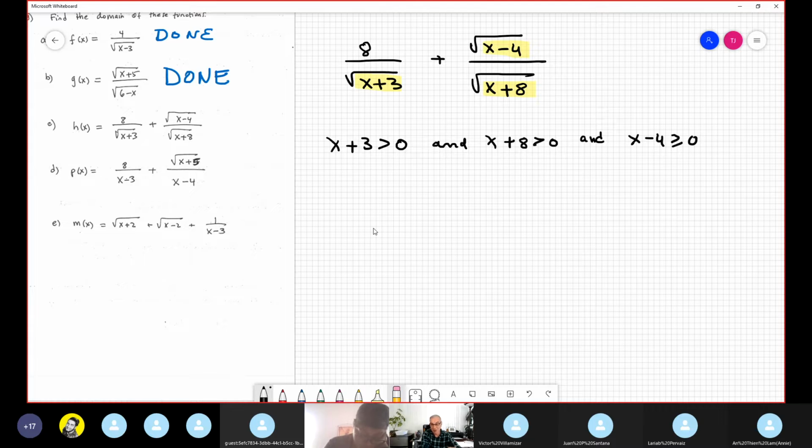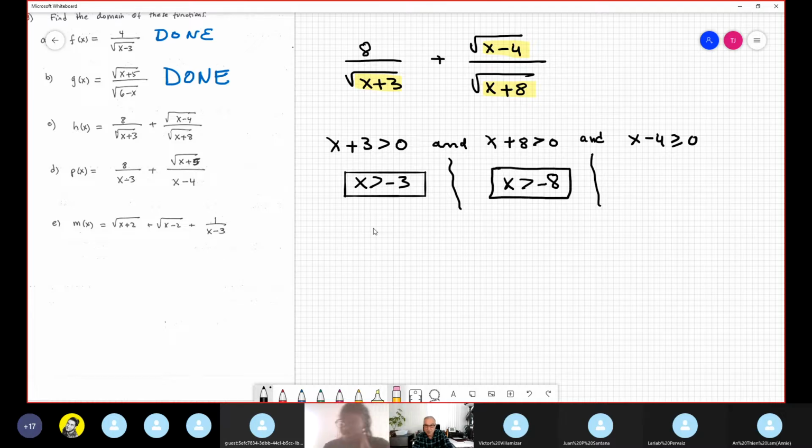Well, this is a compound inequality. Remember, with a compound inequality, you solve one by one separately. This is x greater than minus 3. Good, one piece of information. x greater than minus a, another piece of information, and x greater than or equal to 4, third piece of information.